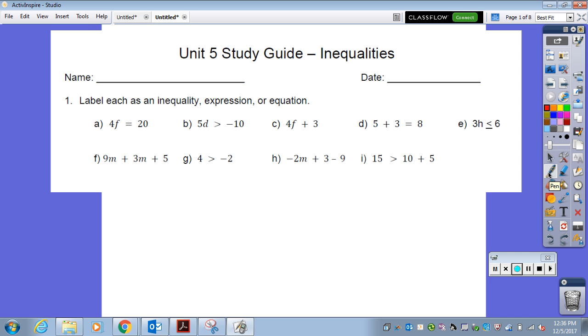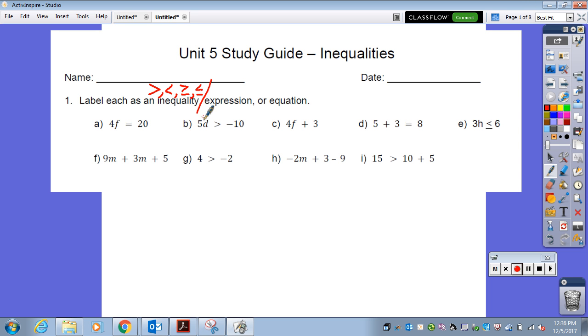This is the Unit 5 study guide for Math 7 on inequalities. The first question asks you to label each item simply as an inequality, expression, or equation. Inequalities are fairly simple. They have one of the four inequality symbols: is greater than, is less than, is greater than or equal to, is less than or equal to.